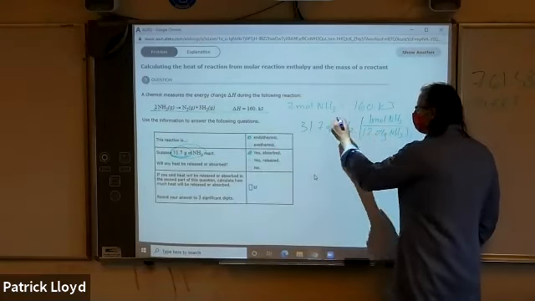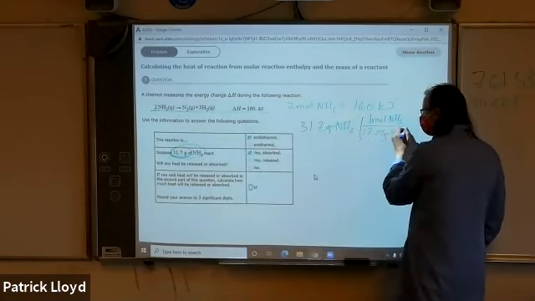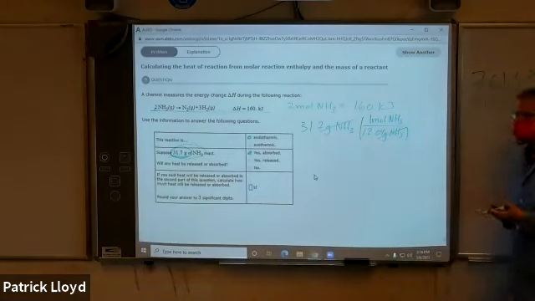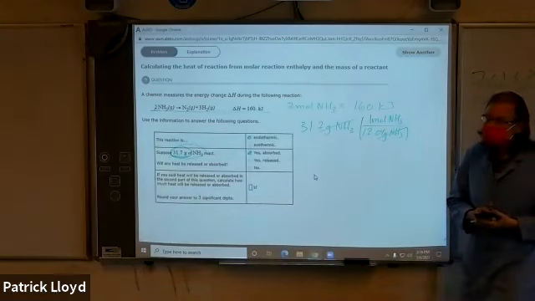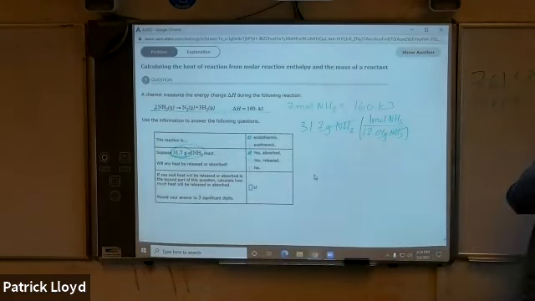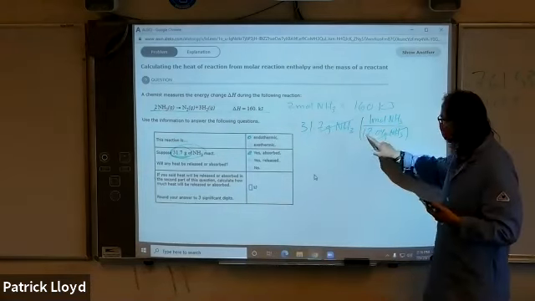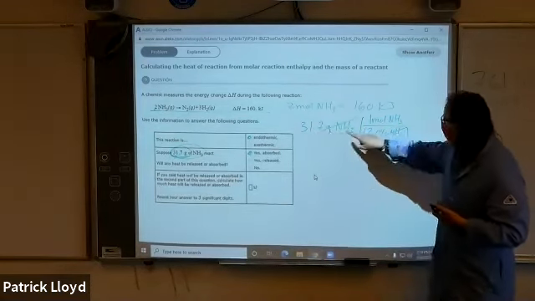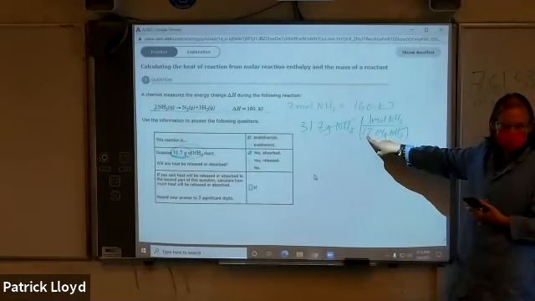And again, in our dimensional analysis, grams of ammonia cancel. And so it looks like it's going to be less than 2 moles, right? If this were 34, 34 divided by 17 would be 2.